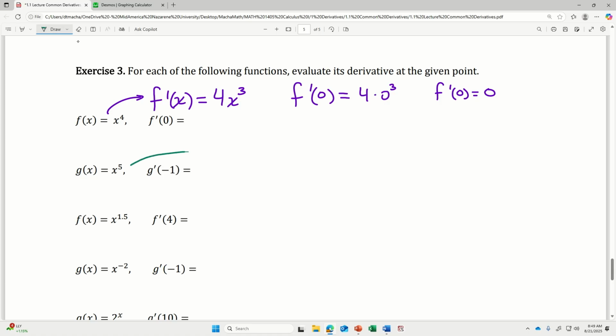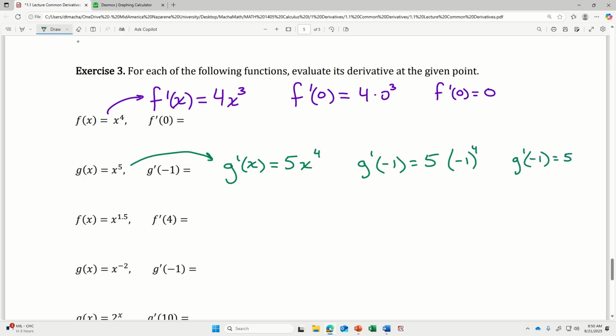Now, next one. If my original function is x to the 5th power, what's the derivative? 5x to the 4th. And now if I look at that derivative function, and I want to plug in -1, in other words, I want to find out what the derivative is when x equals -1, this would be 5 times -1 to the 4th power, and that would be 5. Yep.